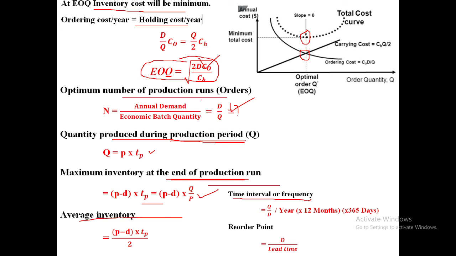Here the optimum number of production runs is D by Q, and here it is Q by D. For the time interval or frequency of order, when the inventory is reducing we want to place an order. Q by D is per year, so multiply by 12 for months, or by 360 for days. The reorder point is demand times lead time: the demand, for the lead time of that particular demand.